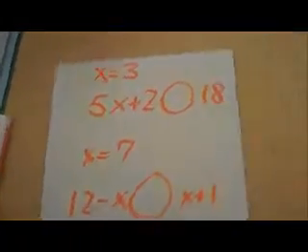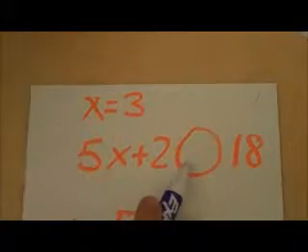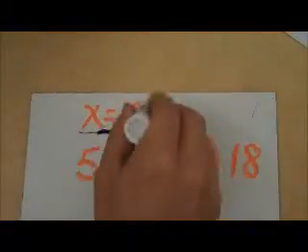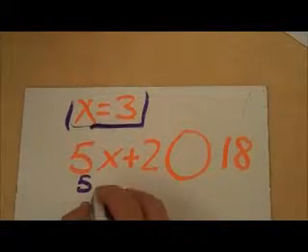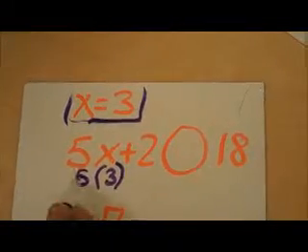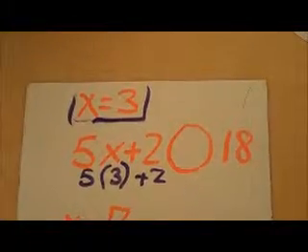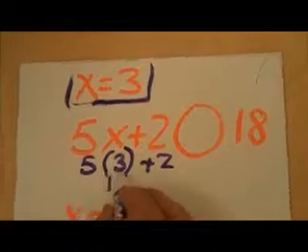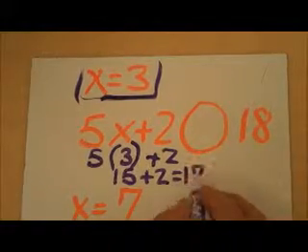Now, the second half of this gets a little more difficult. I have the inequality 5x plus 2 is greater than or equal to 18. X in this case would be equal to 3. So I need to take 5 and insert my x, meaning 3, so I will multiply 5 times 3 plus 2. Now think back to our order of operations. I must do my multiplication before I do my addition. So 5 times 3 is 15 plus 2, and 15 plus 2 will give me 17.